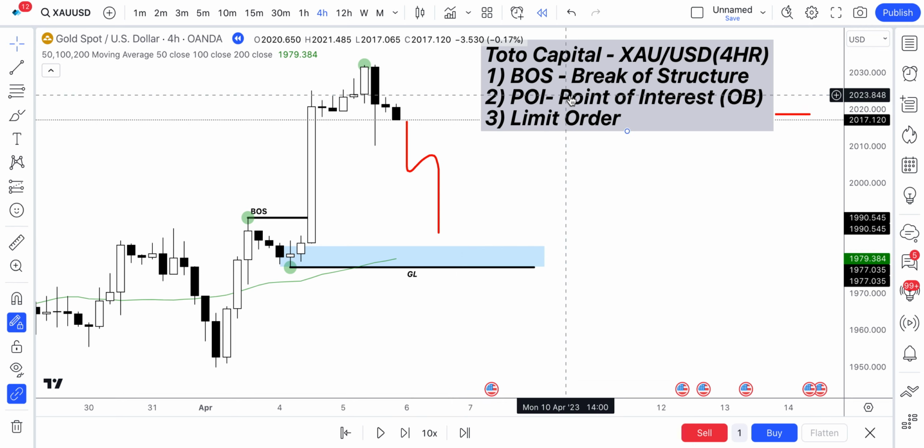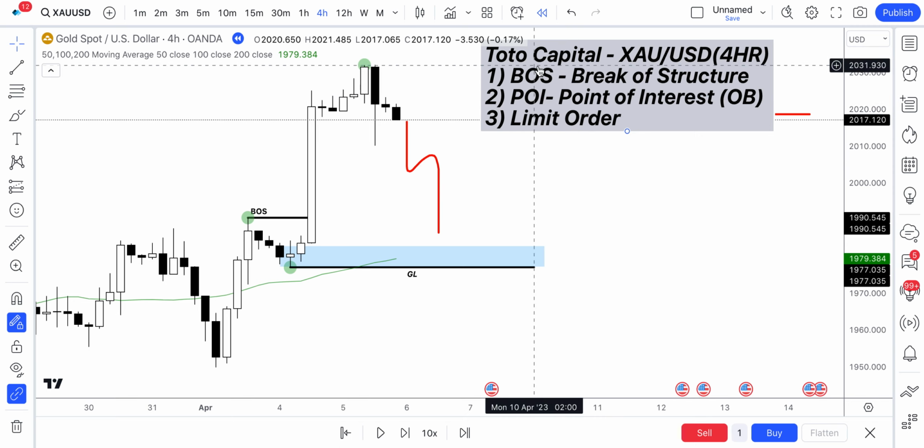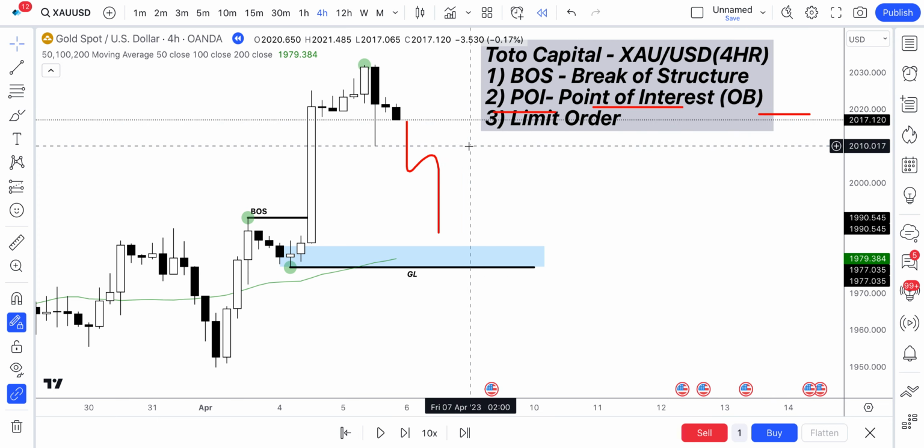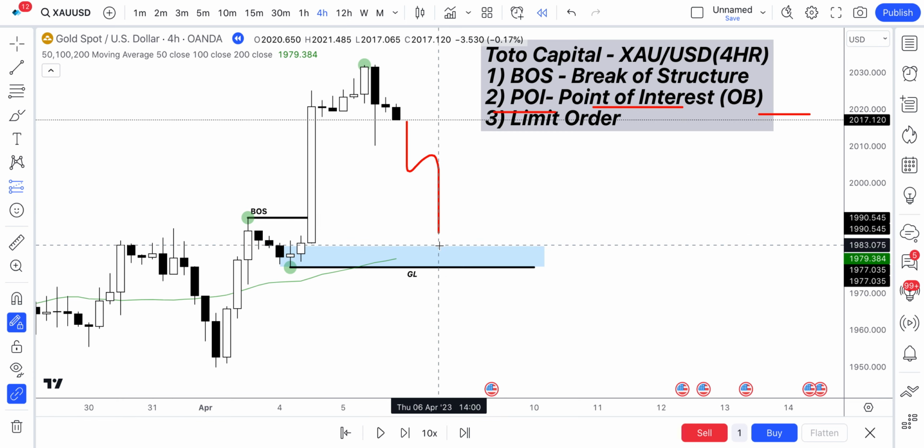Okay, so this is the unrefined version of the strategy. Therefore, we're not looking for any lower time frame confirmations. We're literally just taking the trade based off the raw market structure. Okay, so now that we have our number 1 break of structure, number 2 POI point of interest, we have our order block. Number 3, we need to set a limit order just above our POI.